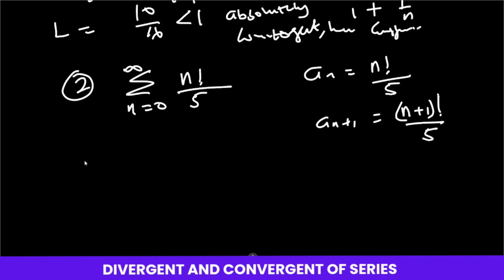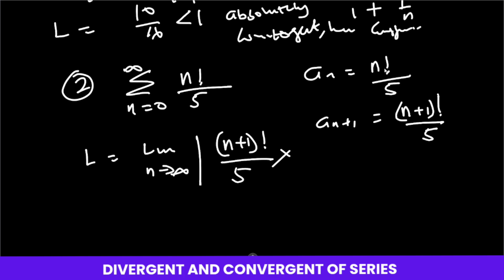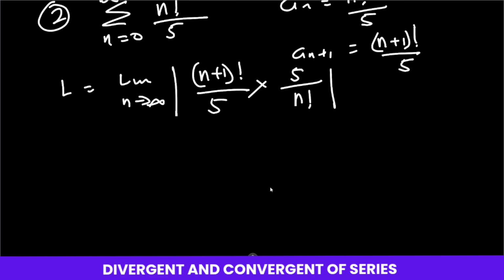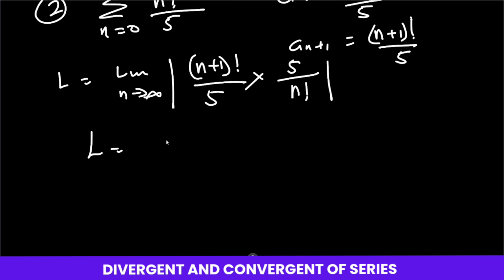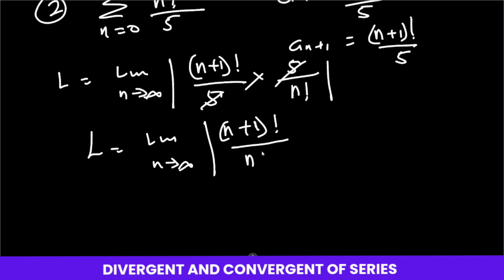So we are looking for L. L is equal to the limit as n approaches infinity of a_(n+1), which is (n plus 1) factorial divided by 5, multiplied by the reciprocal of a_n, which gives us 5 on n factorial. Absolutely. So L is equal to the limit as n approaches infinity. This 5 will take care of that 5, and that will give us a resulting value of (n plus 1) factorial divided by n factorial.